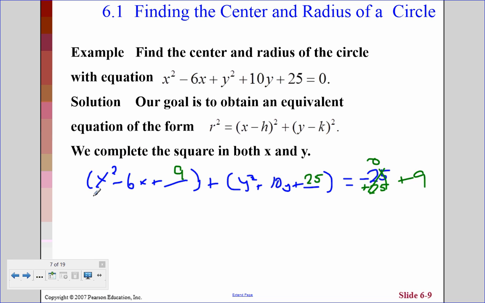Okay, so this is going to be x, and it's got the minus here, so it's going to be minus 3 squared, right? That's why we complete the square, so we can get it to look like this. We want it to be a perfect square. So we physically force it to look like this by completing the square. And y, and it's going to be plus 5 squared equals 9.